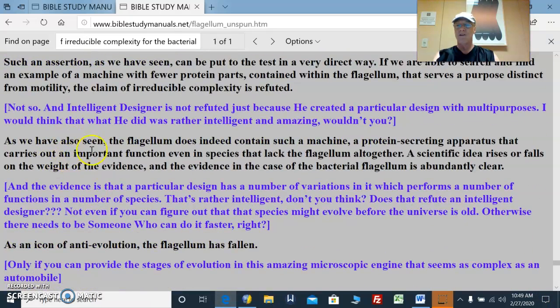As we have also seen, the flagellum does indeed contain such a machine, a protein-secreting apparatus, that carries out an important function even in species that lack the flagellum altogether. Different point. A scientific idea rises or falls on the weight of the evidence.